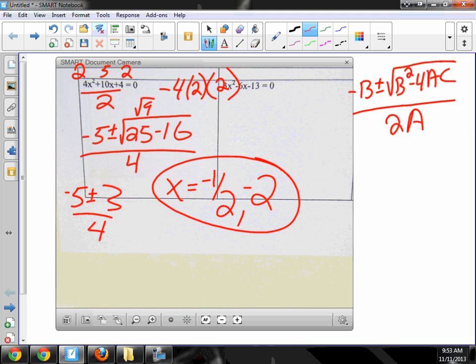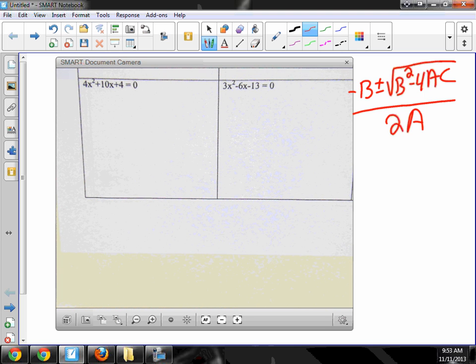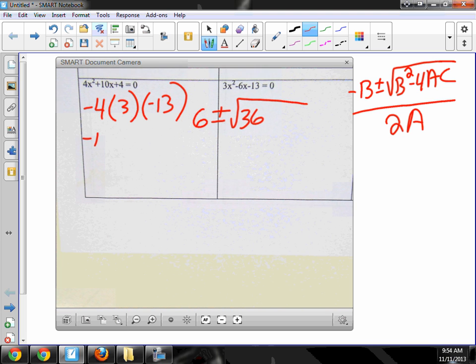Okay. For the next one, can I divide out the 3? I could, but it would make things really messy, so I don't want to do it. So negative b is 6 plus or minus the square root of b squared, which is 36, and then minus 4 times 3 times negative 13. That's the same as negative 12 times negative 13. Well, I know what 12 times 12 is. 144. So what would 12 times 13 be? 156. Just add another 12. And those two negatives cancel. So it's plus 156, over 6.